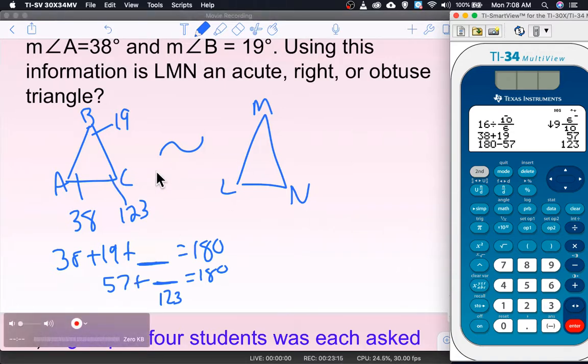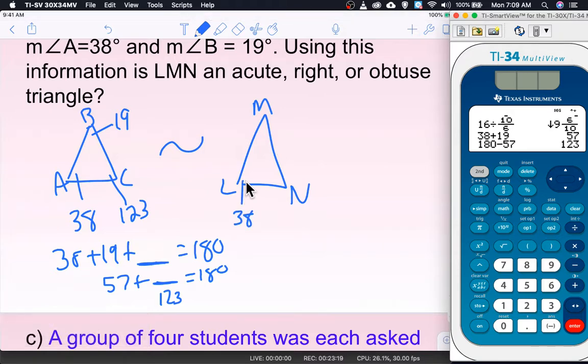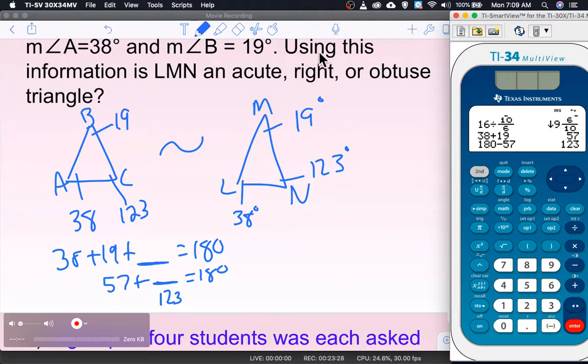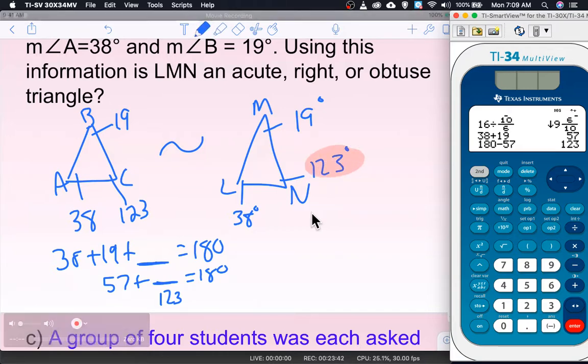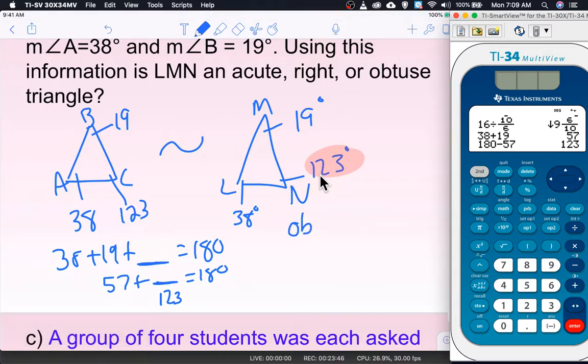Now, if these two triangles are similar, that means that their angles are exactly the same. So this would be a 38, this would be a 19, and this would be 123 degrees. So now the question says, using this information, is triangle LMN acute, right, or obtuse? Well, the naming of a triangle is always after its largest angle. This largest angle is obtuse. So this is an obtuse triangle.